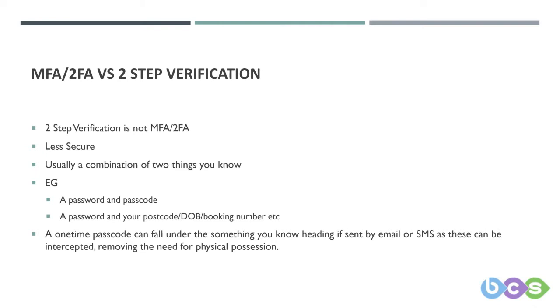Khan and I were discussing two-step authentication. A one-time passcode, although it can fall under something that you have, i.e. going to your device, is often sent out by email or text, SMS, but these can also be intercepted. So that takes away the actual need for the physical possession of a separate device. Therefore they do still come under something they know, so it's still two-step authentication, not two-factor authentication.